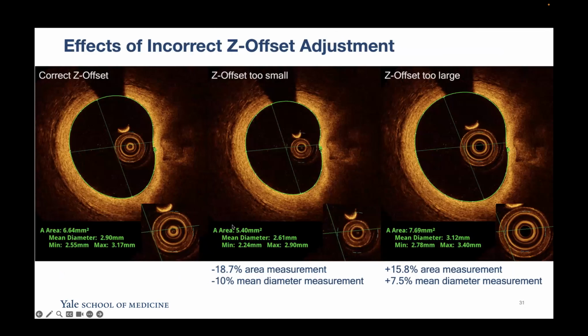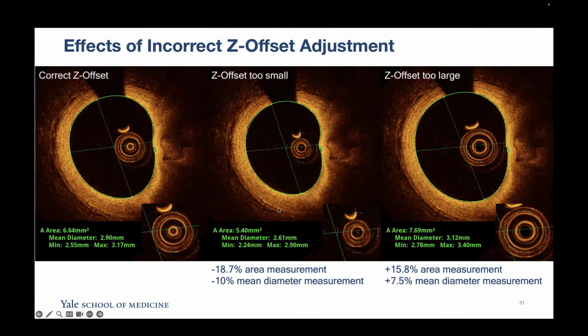And this is one example I made. So this is the correct Z offset calibration. So you have the markers perfectly aligned to the catheter. So the area is 6.64, the mean diameter is 2.9. So on purpose, I made this very, very large as compared to the catheter. And now the catheter is much smaller.